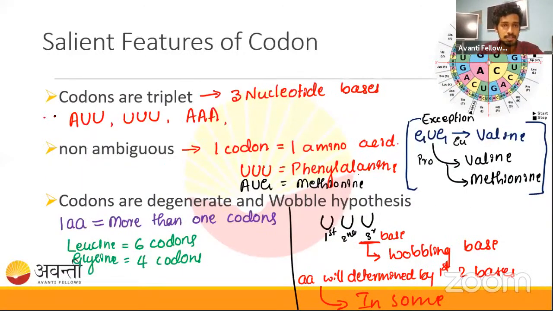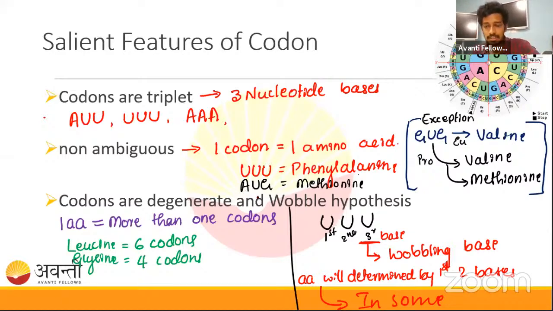Yes. So we will see these steps. Remember the first, second, third points. The first codon point is that codons are triplet. That means always three bases form a single codon, and it may be any three bases of the mRNA. Non-ambiguous means one codon always codes for one amino acid. And the third point is that one amino acid can be coded by more than one codon.